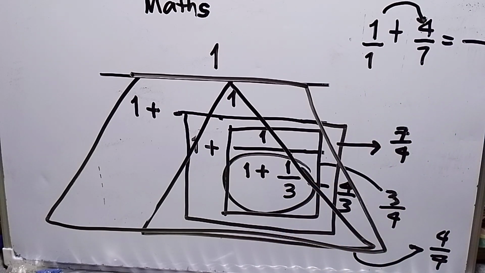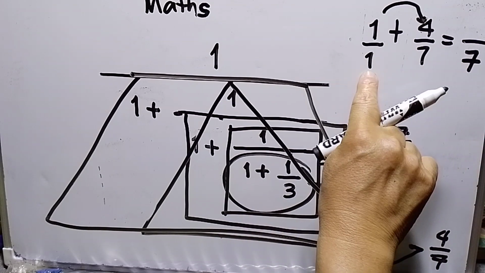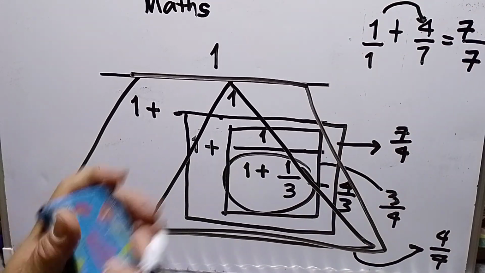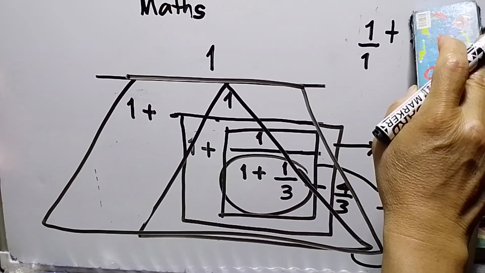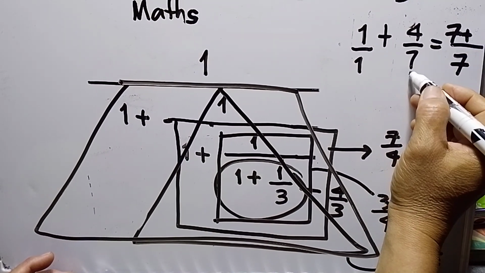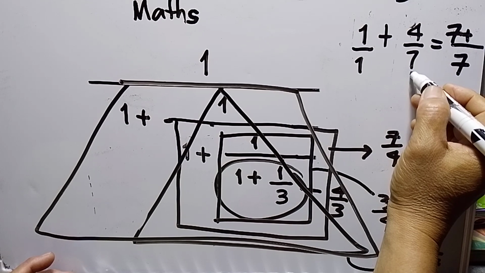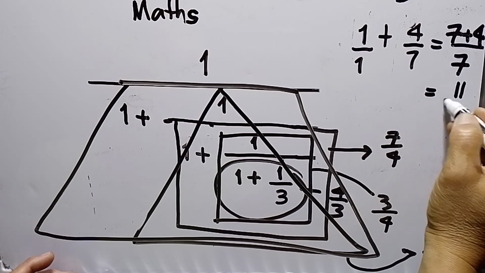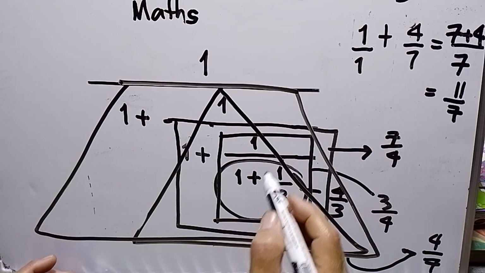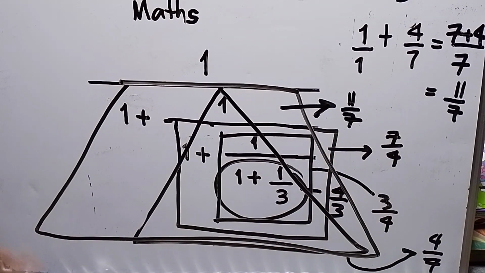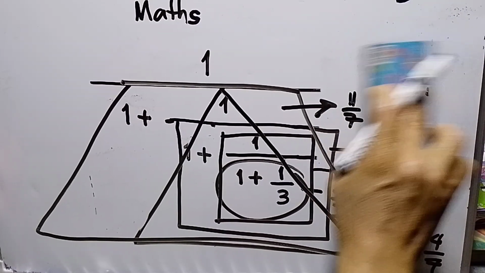First, I need to find my LCD. This will be 7. Then 7 divided by 1 is 7 times 1. That will be 7. So this is not multiplication. Then this will be plus. 7 divided by 7 is 1 times 4. This will be 4. So this will be 11 over 7. So this trapezoid is 11 over 7.